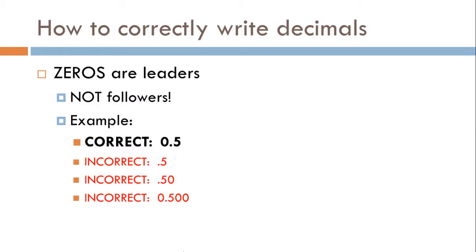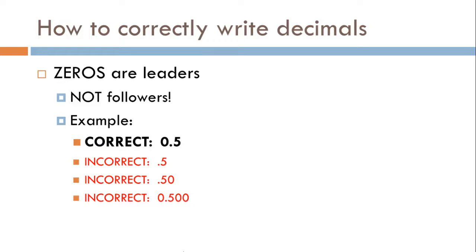So the rule is zeros are leaders. I can lead with the correct way there, 0.5. I'm not going to follow with a 0. In other words, the 0.50 and the 0.500. Why is that? You probably can already tell. Those incorrect ones, that first one that says .5, that decimal's real easy to lose on a prescription and it starts looking like 5. That next one sure looks like a 50 whenever it's in bad doctor handwriting. And then that last one, 0.500, doesn't make much sense whenever you read it as 0.500. It's 0.5. So zeros are leaders, not followers.